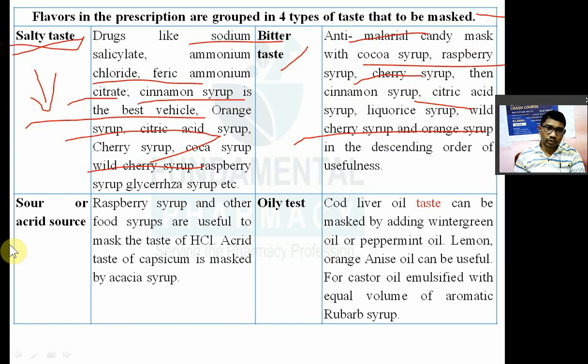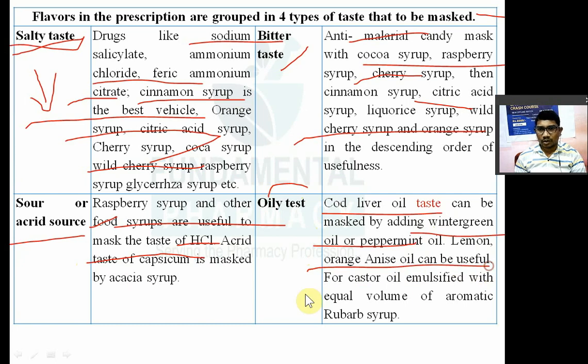If your taste is sour or acrid, raspberry syrup and other fruit syrups are useful to mask the taste. For example, the acrid taste of capsicum is also masked by acacia syrup. If the taste is oily, for example cod liver oil taste, it can be masked by adding wintergreen or peppermint oil. Lemon, orange, anise oil can be useful. For castor oil, if you want to mask it, it is emulsified with an equal volume of aromatic rhubarb syrup, so that the taste gets masked.